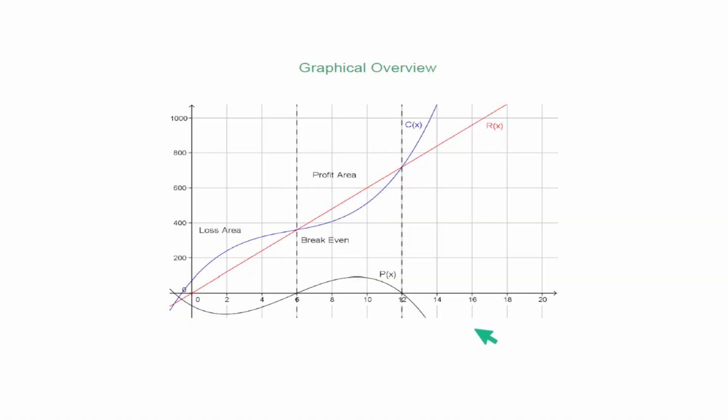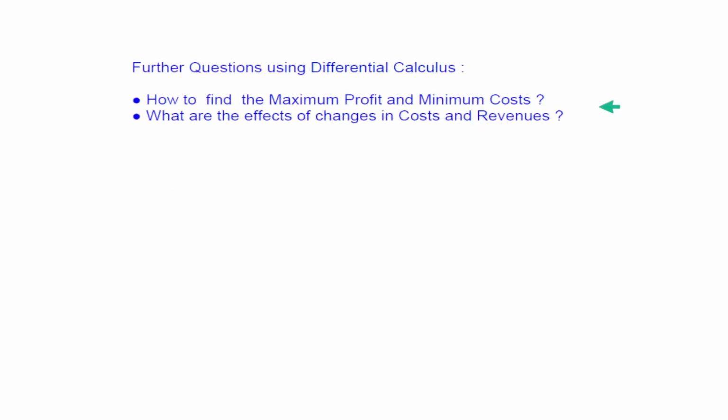So this will lead us then to further questions in this context. These further questions will use differential calculus. First question, how to find the maximum profit and minimum costs? And second question, what are the effects of changes in costs and revenues? This will be subject of one of the next videos.